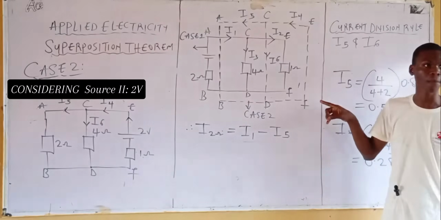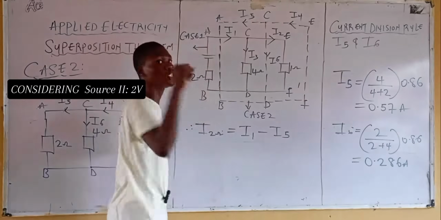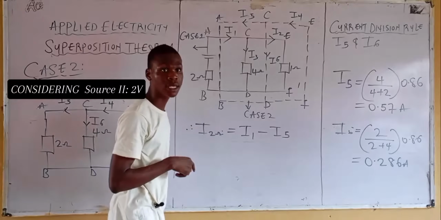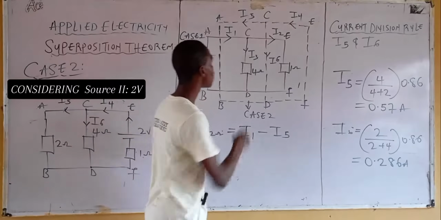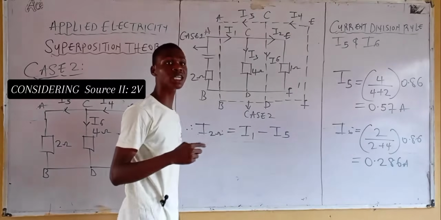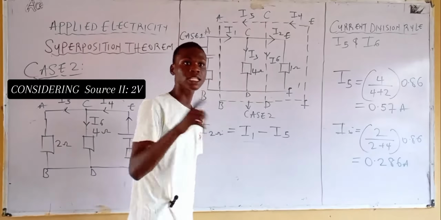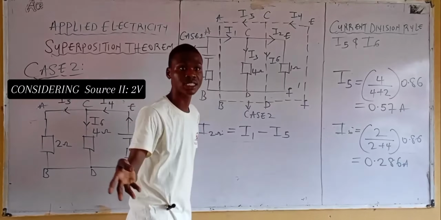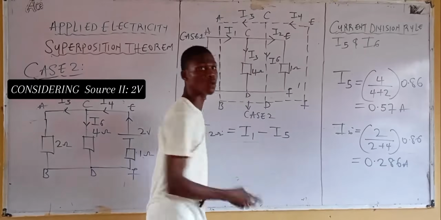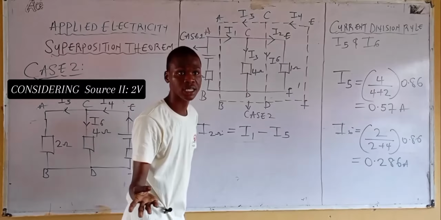For the first diagram, you observe that branch AC, we denoted it as I1. For branch CE, we denoted it as I2. For branch CD, we denoted it as what? I3. That's for the first diagram. Now, for the second diagram, for branch AC, what do we denote it as? I5. For branch CE, what do we denote it as? For branch CD, what do we denote it as?